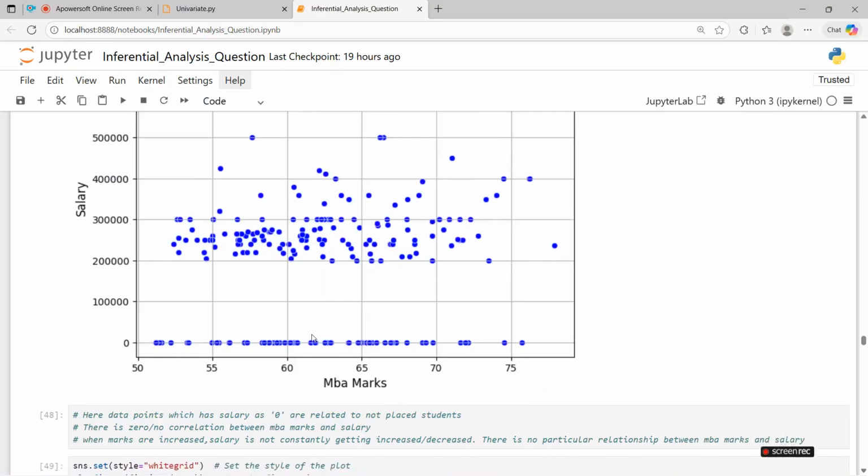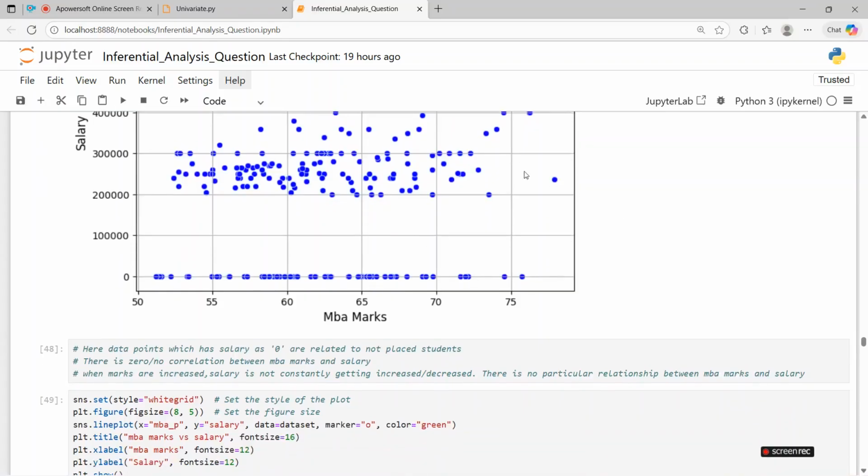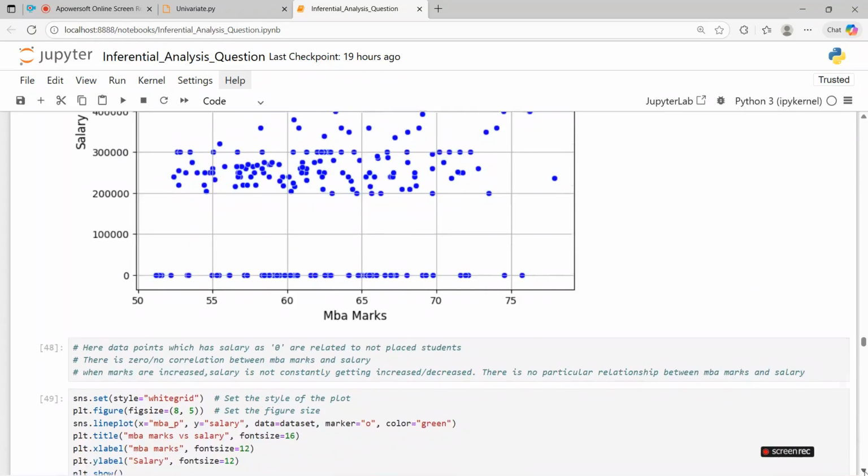That is, there is no correlation between MBA marks and salary. We are not able to find any upward slope or downward slope here to say that we have a positive or negative relation. So there is zero correlation between MBA marks and salary. Whether MBA marks increase, salary is not consistently increasing or decreasing. We can't find a particular relationship between MBA marks and salary.